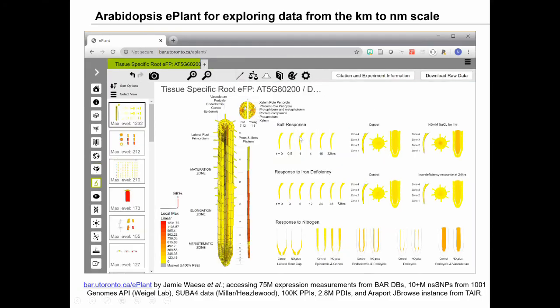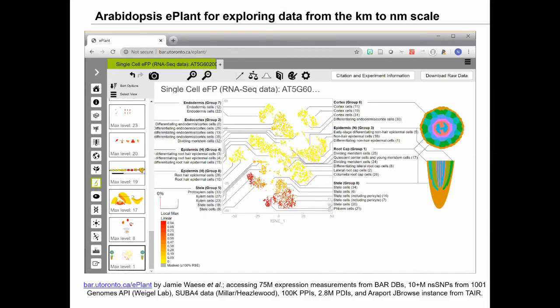And we can zoom down to the millimeter scale and look at cell type specific data sets where we can see very strong expression in the protophloem tissues and the metaphloem tissues, as would be expected for a gene that's involved in phloem development. Then further zooming down, we've just added a single cell RNA-seq atlas from John Schiefelbein's lab, where you can again see strong expression in phloem cells here in this t-SNE plot from his lab.